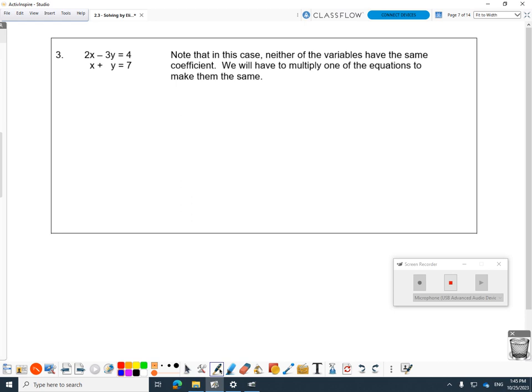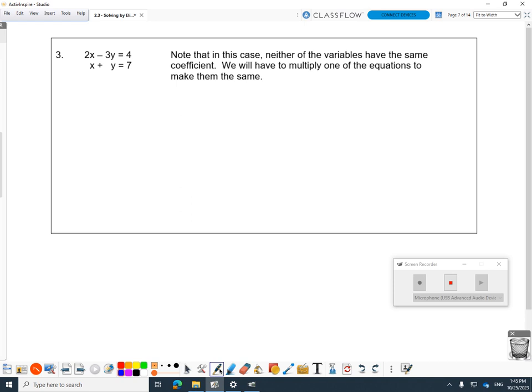Let's read what it says here. 2x minus 3y equals 4, x plus y equals 7. Note, in this case, neither of the variables line up. That's a 2, but that's not a 2. That's a negative 3, but that's not a negative 3. It looks hopeless. Get ready. I'm going to do something awesome. We have to multiply one of the equations to make them the same.